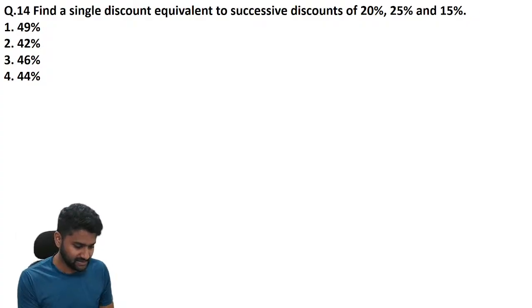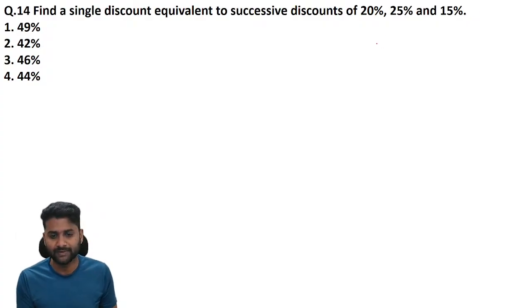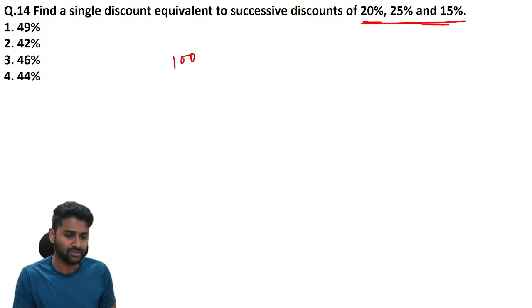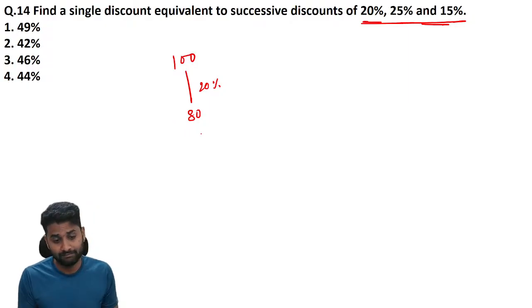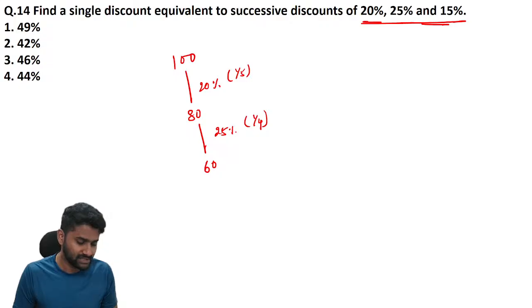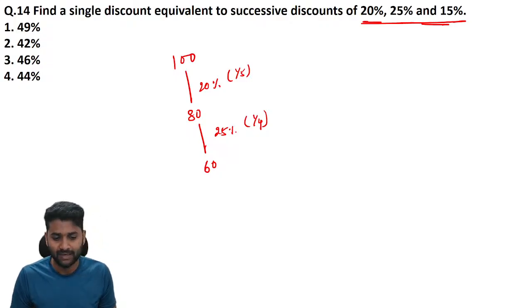Next one, find the single discount equivalent to 20%, 25%, and 15%. Let us take that initially the cost of the article is 100 rupees. Now the person got a first discount of 20. Now they have to pay 80. But instead of paying 80, again they got a discount of 25%, which means a discount of 1/4.